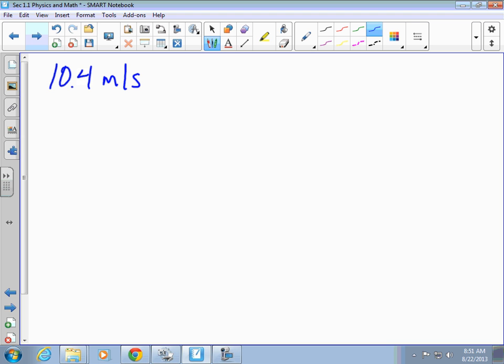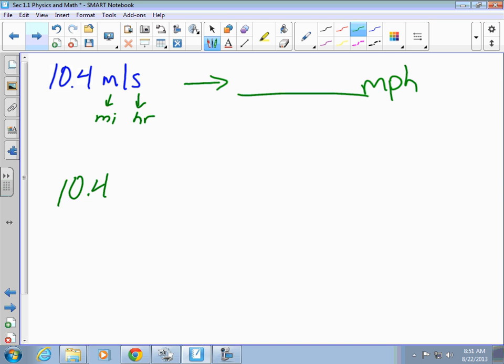Now, for everyone but Aurora, we have no concept of what 10.4 meters per second is. All right, our base unit is miles per hour. So what is 10.4 meters per second in miles per hour? Well, we are going to work with converting meters to miles and seconds to hours. So we can convert that to miles per hour. Well, how are we going to do that? Well, we're going to start with our unit, 10.4 meters per second.